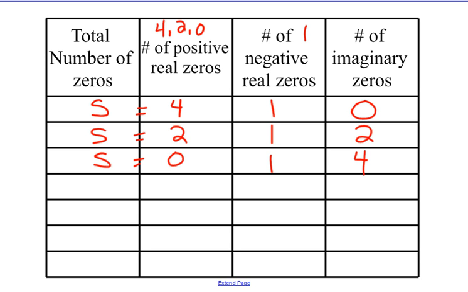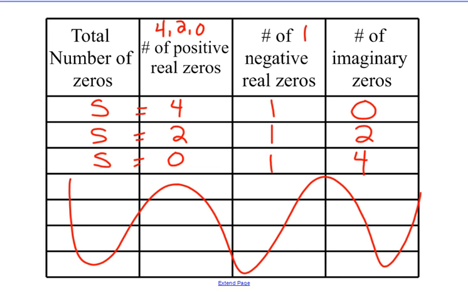I can have 4 positive reals and 1 negative, 2 positive reals, 1 negative, 2 imaginary, 0 positive reals, 1 negative, 4 imaginary. Those are my options. And then the rest of this chart isn't even needed here. And I will always give you more of a chart or less than you need. You're not going to be able to guess by how much you're given there.